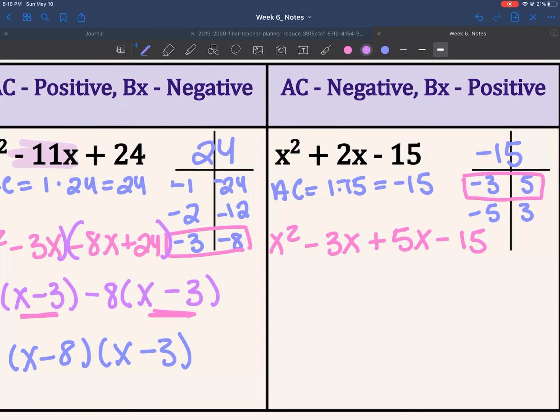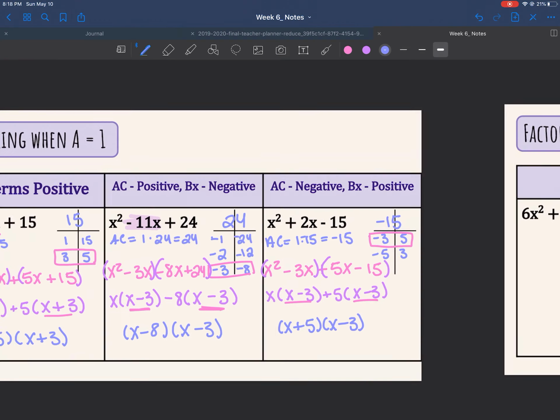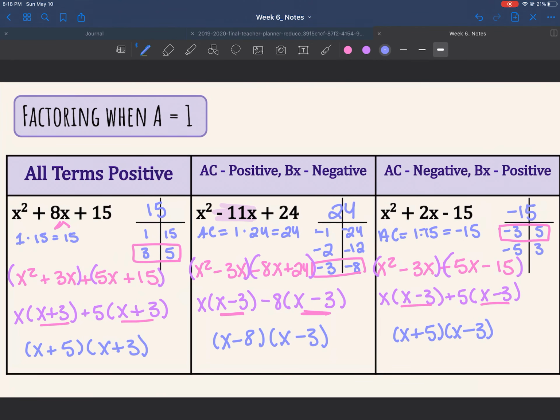I can factor out an x from the first group. So we get x minus 3. From the second group, I can factor out a positive 5, and I get x minus 3. Both terms, again, are the same. And so my final answer is x plus 5 times x minus 3. And there we go. All of these are factored.